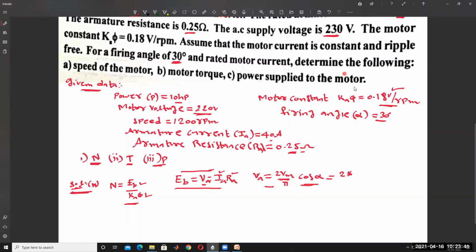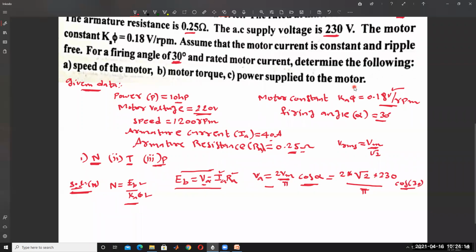Convert into RMS. You know well VRMS is equal to Vm by root 2. 230 volts is the RMS value. So Vm is equal to 230 into root 2. So root 2 into 230, by pi into cos alpha. Cos alpha means cos 30 degrees.